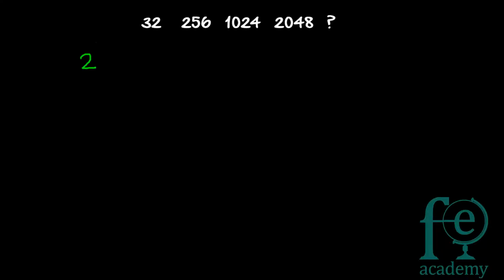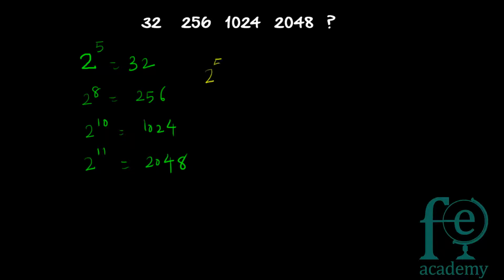Let's see, 2 raised to 5 is equal to 32. Then 2 raised to 8 is equal to 256. Then 2 raised to 10 is equal to 1024. And 2 raised to 11 is equal to 2048. So what is the number series given? Here you can see 2 raised to 5, followed by 2 raised to 8, then 2 raised to 10, then 2 raised to 11. So what is the next number?